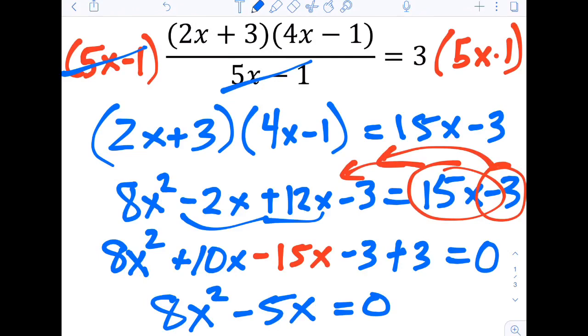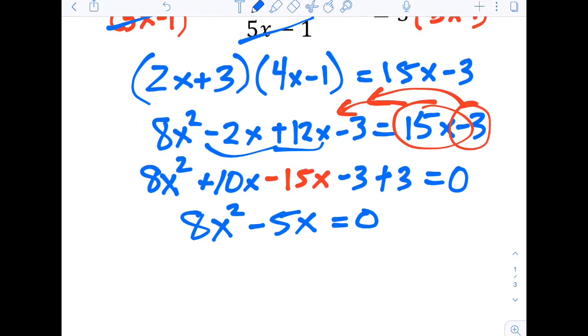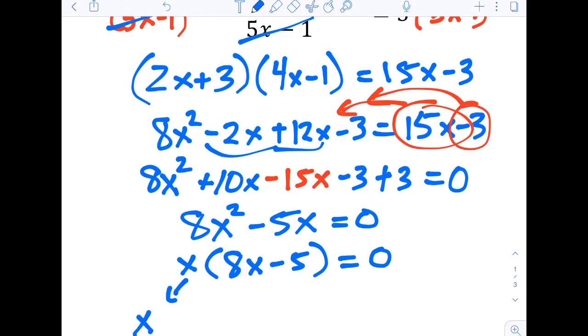So I know in order to solve a quadratic, I can either use the quadratic formula or factor. Probably easiest to factor because we have a common factor in this case. And I can solve by setting my values equal to 0. x is equal to 0, and this one over here, x is equal to 5 over 8. So we have these answers.